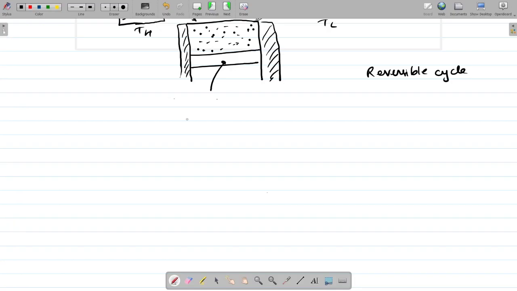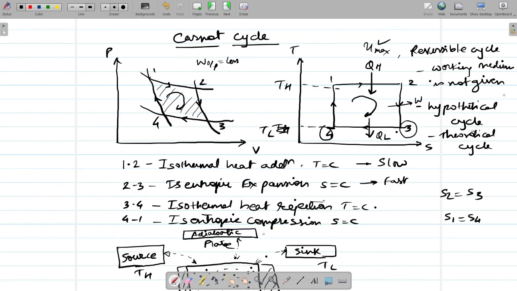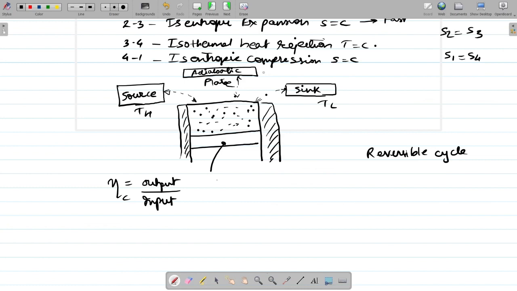Now we see the efficiency of the Carnot cycle. The efficiency of the reversible Carnot cycle is output upon input. So what is the output of this Carnot cycle? The output is the work produced by this cycle, W, which is equal to QH minus QL. So the efficiency is the work output upon heat supplied.